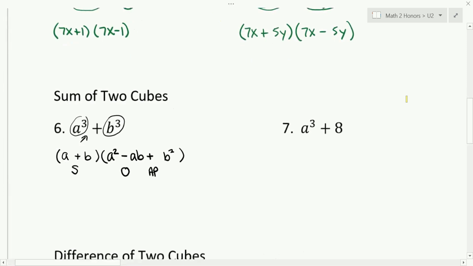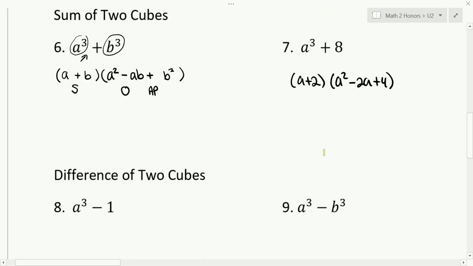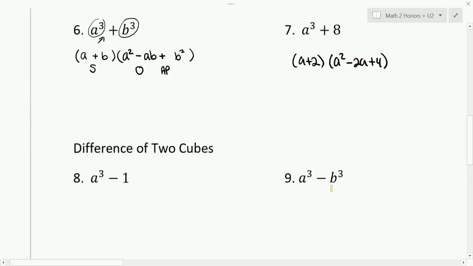All right, so let's try number 7. Oh, number 7 we already did, so I'm just going to write it here. We've got a plus 2 times a squared minus 2a plus 4. So this also works on a difference of 2 cubes. So number 8, what will the first factor be, the smaller one?